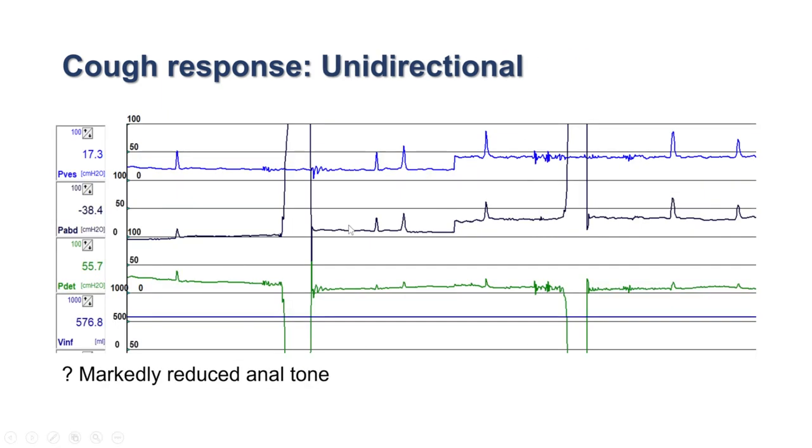A unidirectional cuff response is generally seen when one of the measurements, whether P abd or P ves, is not showing it properly. Like in this case, this patient had a patulous anal tone, and whatever we would do, the P abd would not show a complete transmission. So we had to accept this unidirectional small P det movement.